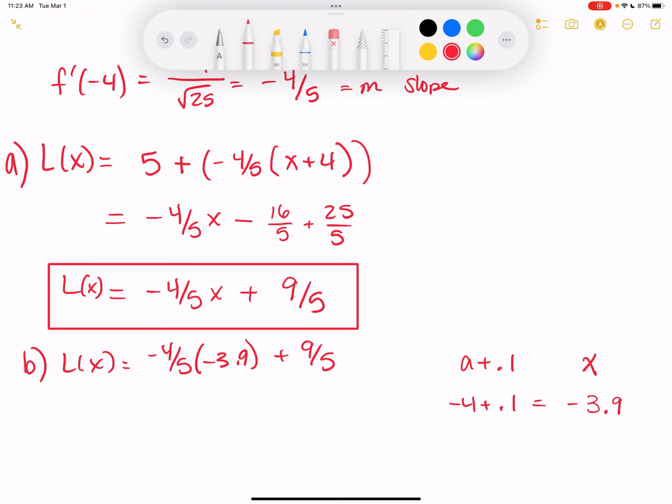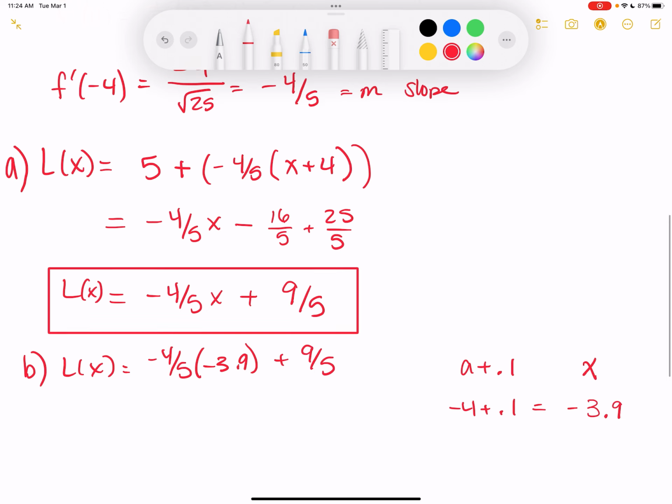It was told to use 0.1 for the approximation. Did you get an answer for that? What is it? 4.92. Did you round, or was that the actual answer? It is the actual answer. Okay. You'll see why I'm asking that in just a second.